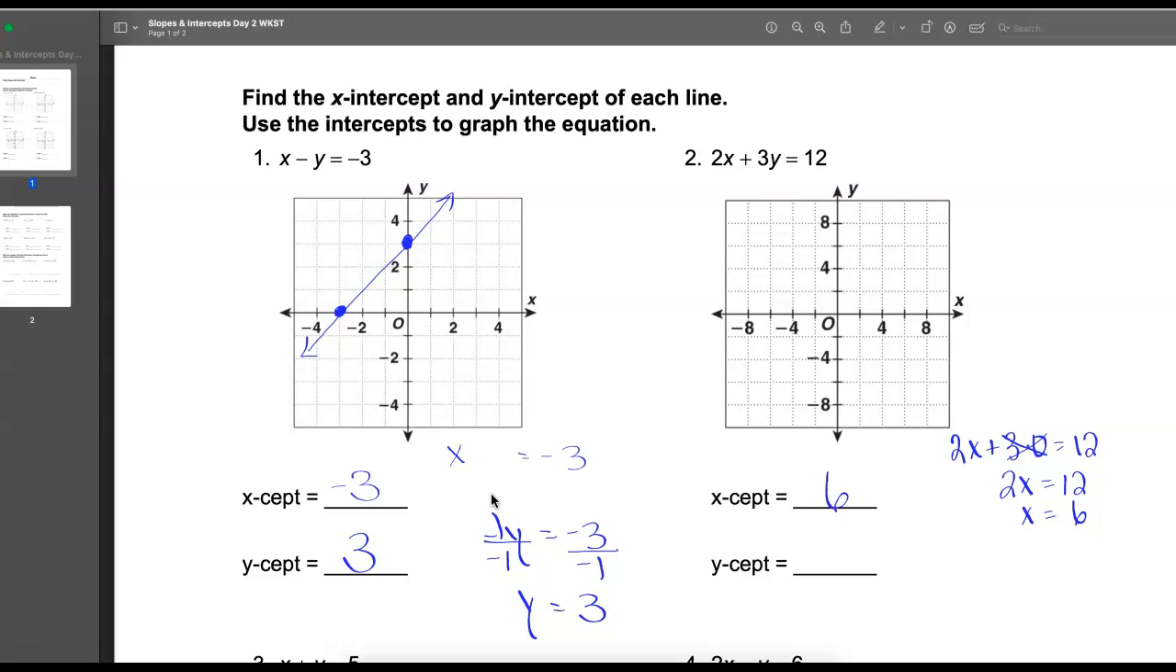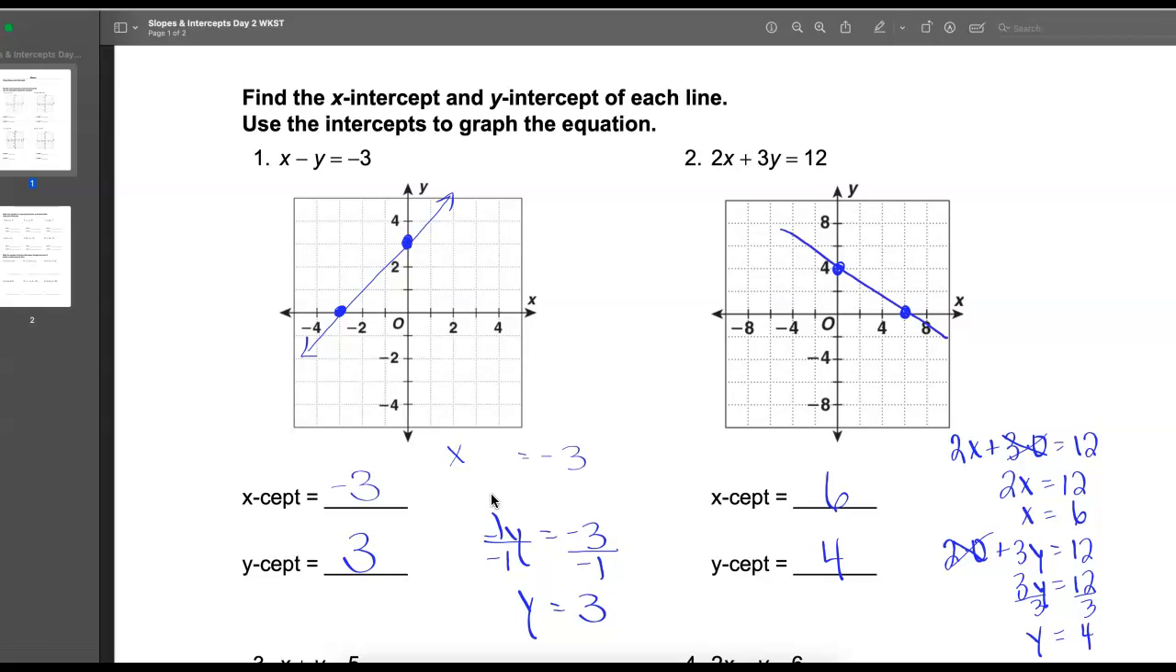To find the y-intercept, we let x equals 0. So 2 times 0 plus 3y equals 12. 2 times 0 is 0. So we have 3y equals 12. Divide by 3. Y equals 4. So the x-intercept is 6. This time they're counting by 2s, so we're here at 6. The y-intercept is 4. And we connect the dots. There's our graph.